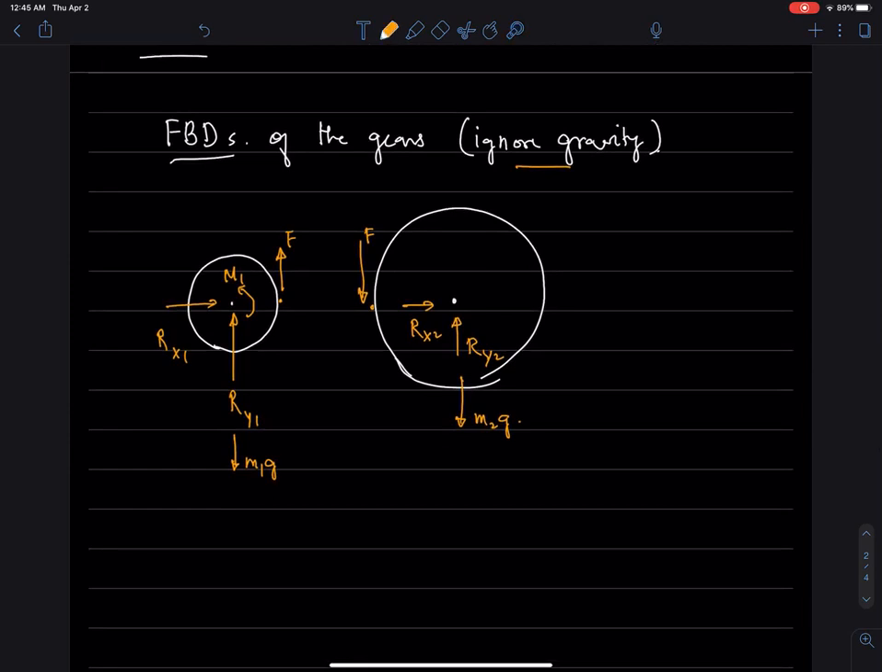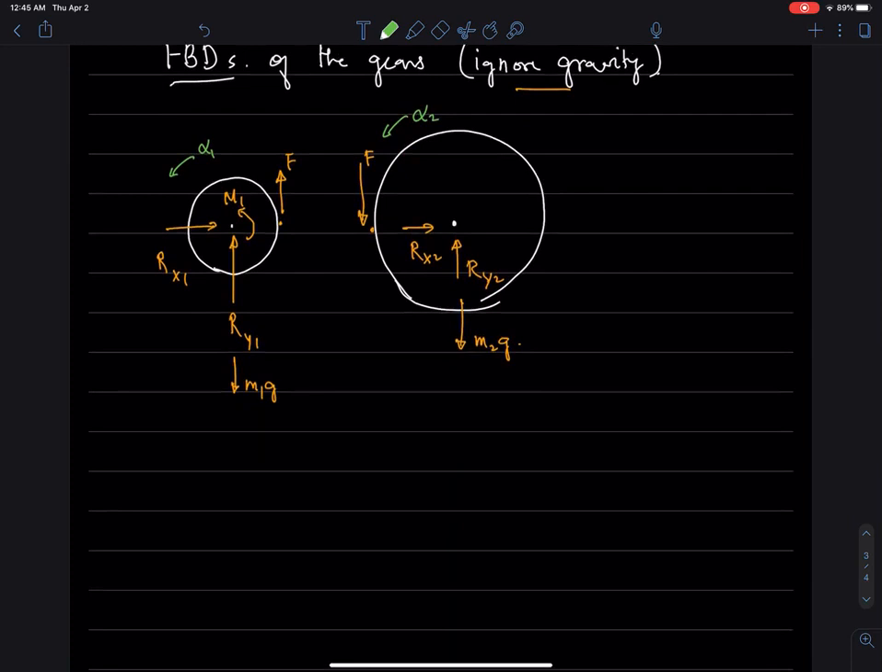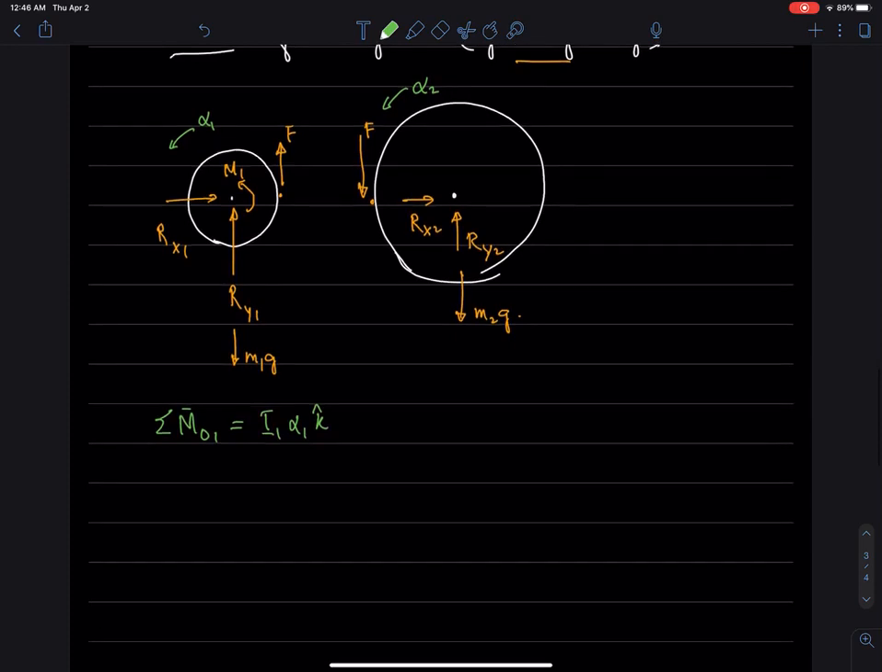So what do we have? Alpha 1 like so, alpha 2 like so. By our convention, we can do the sum of moments about O1, using scalars or vectors, it doesn't matter, equals I1 alpha 1 k. This is for rigid body 1, gear 1. The moments about this point are M1 plus F R1 equals I1 alpha 1. So that's equation number 1.